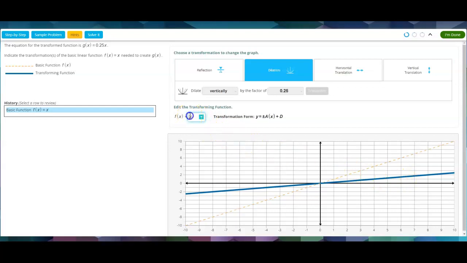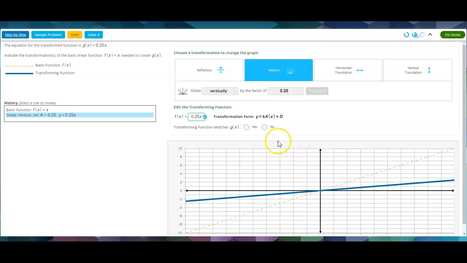And all we're going to do is put it in front of x, because that's where the slope goes. You change the slope to very small. It was 1. You changed it to very small. And have we matched it? Yes. All right. So I'm going to say I'm done.